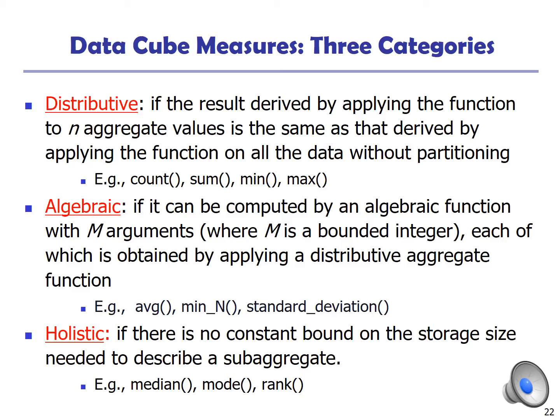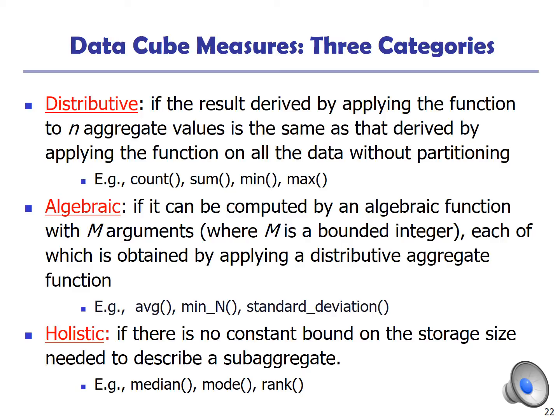So the next kind of measure is called an algebraic measure. What does this say? If it can be computed by an algebraic function which takes m arguments, where m is a bounded integer, each of which can be obtained by applying one of the distributive aggregate functions that we talked about in the previous distributive measures, then it's called an algebraic function. Let's look at an example of that.